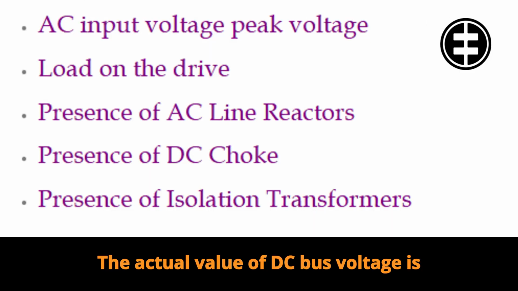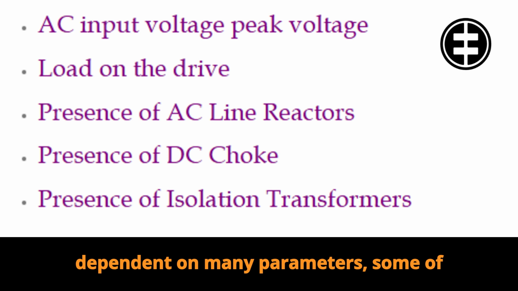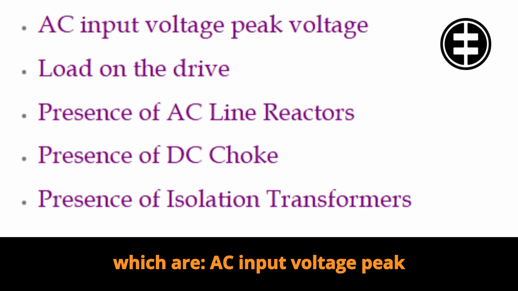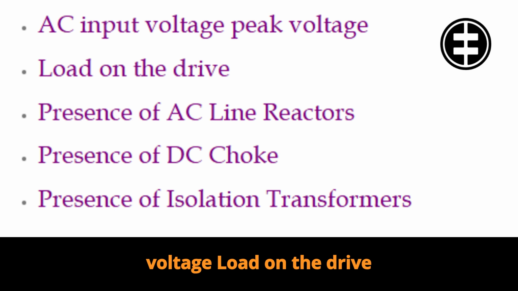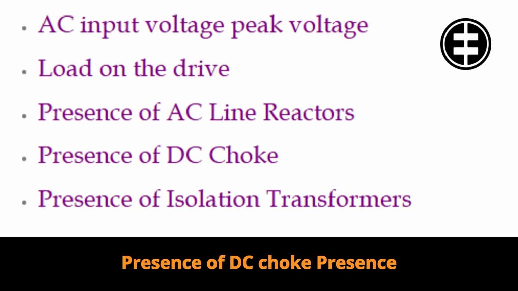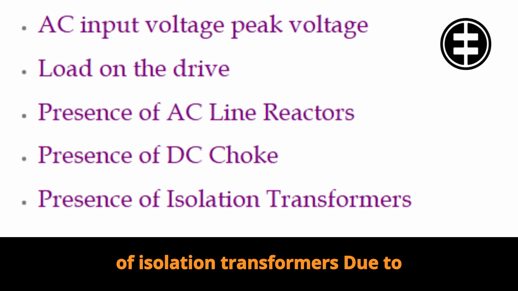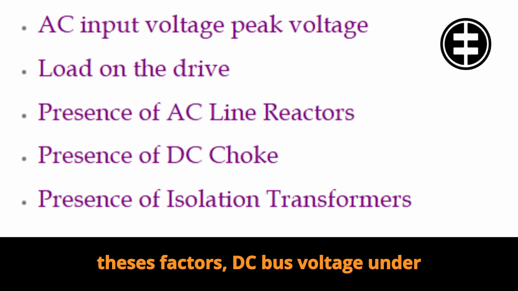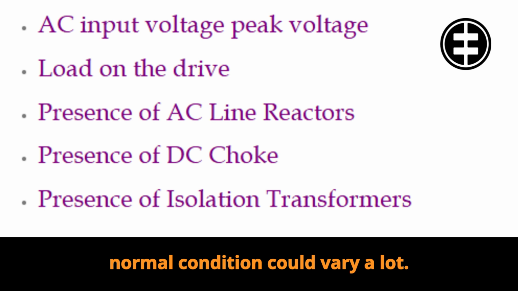The actual value of DC bus voltage is dependent on many parameters, some of which are AC input voltage, peak voltage, load on the drive, presence of AC line reactors, presence of DC choke, presence of isolation transformers. Due to these factors, DC bus voltage under normal condition could vary a lot.